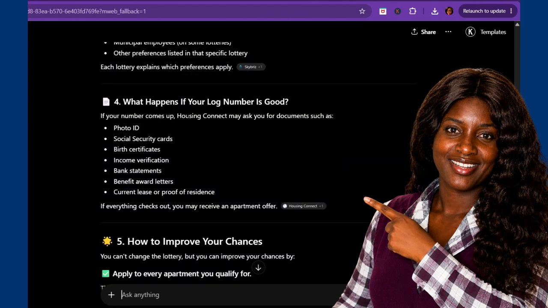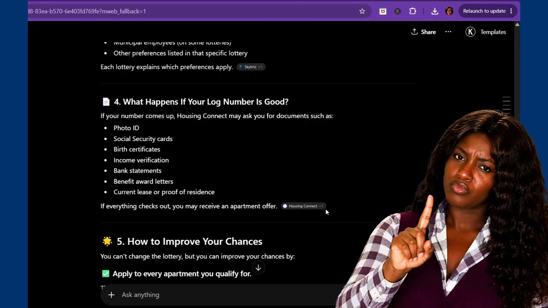Number 4, what happens if your log number is good? If your log number comes up, Housing Connect may ask you for documents such as your photo ID, social security cards, birth certificates, income verification, bank statements, benefit award letters, current lease, or proof of residence. If everything checks out, you may receive an apartment offer. So it all has to check out.